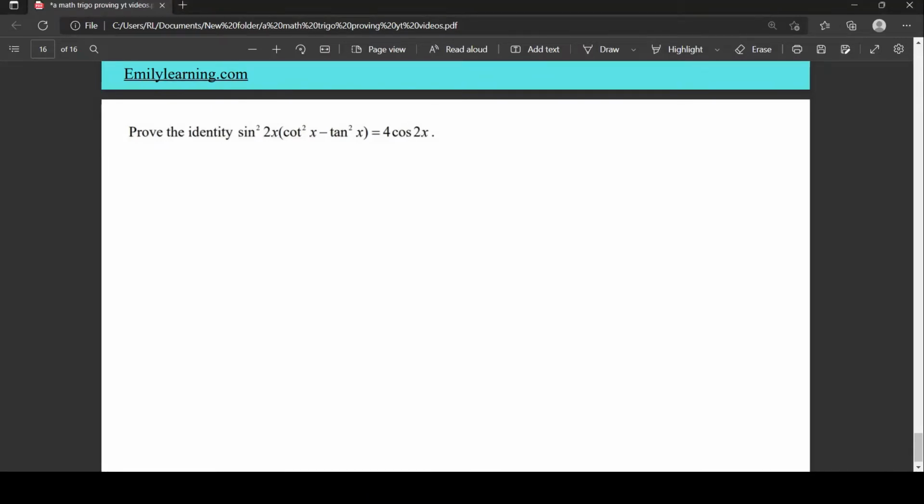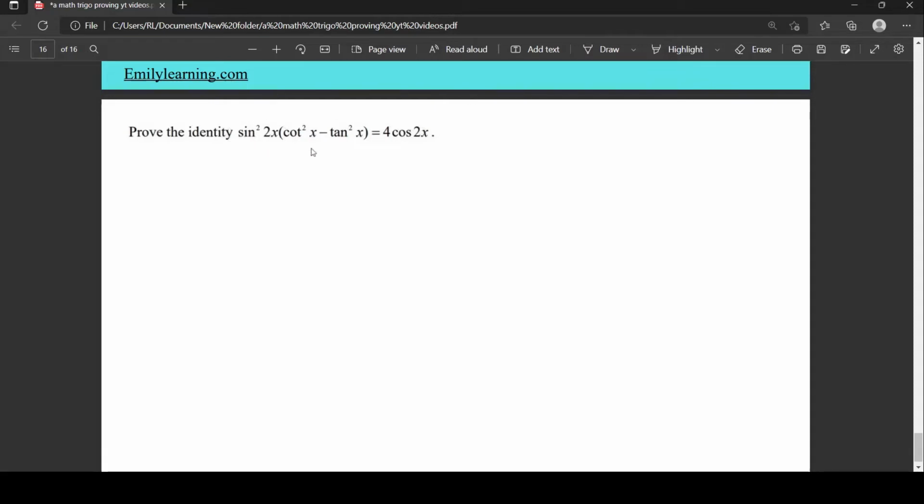Alright, let's prove this trigo identity together. So we have sine squared 2x bracket cotangent squared x minus tangent squared x equals 4 cosine 2x. So we see double angle as well as angles in terms of x. So very likely we need to make use of the double angle formula. So we have sine 2x here, we also have cosine 2x here. So we will make use of the double angle formula for sine as well as cosine.